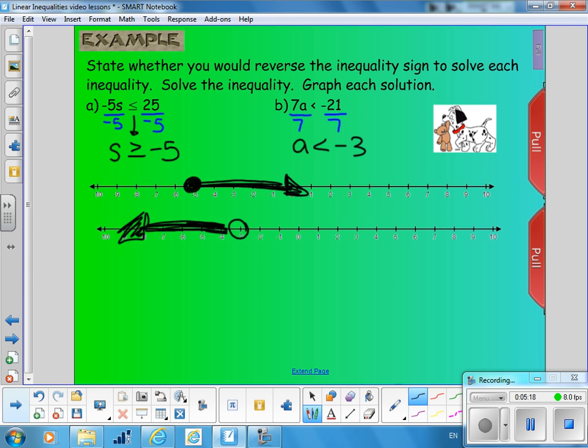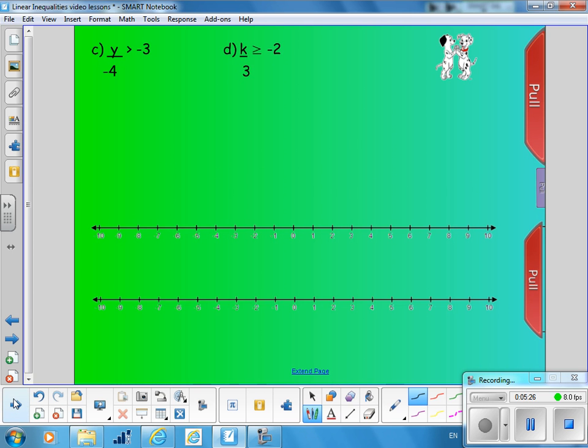So if we divide by a negative, you have to flip the inequality. But if we divide by a positive, the inequality stays. Y divided by -4 greater than -3? When we are dividing by a value, the inverse operation would be to multiply. So we need to multiply both sides by -4.